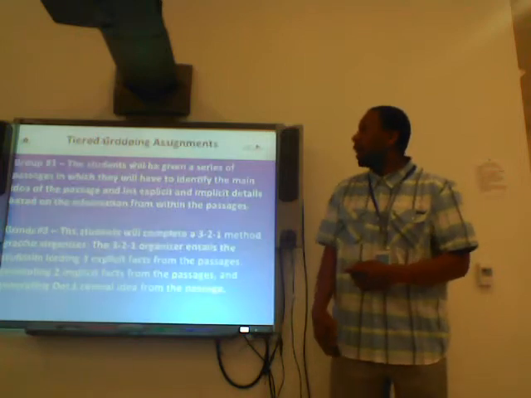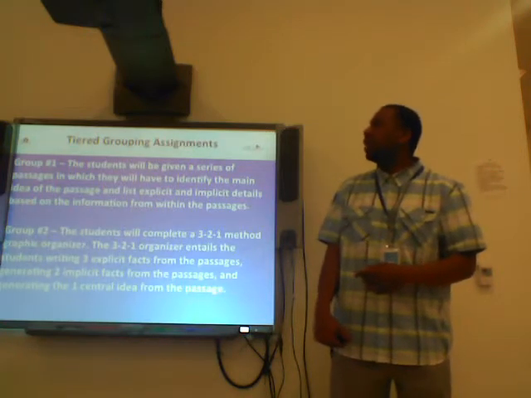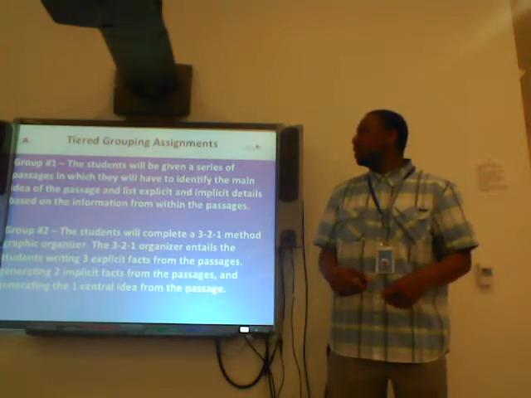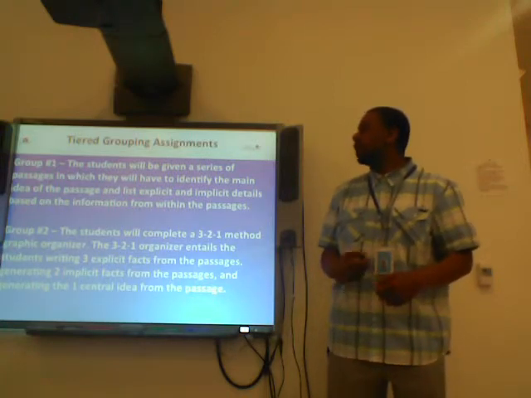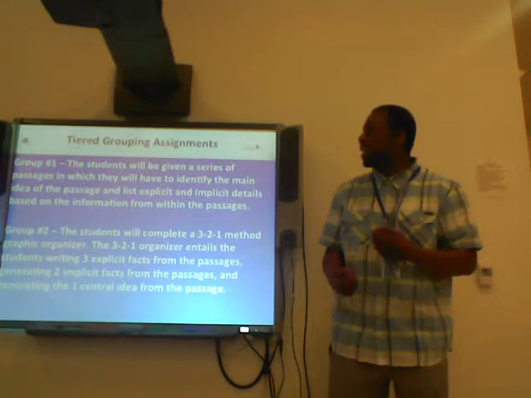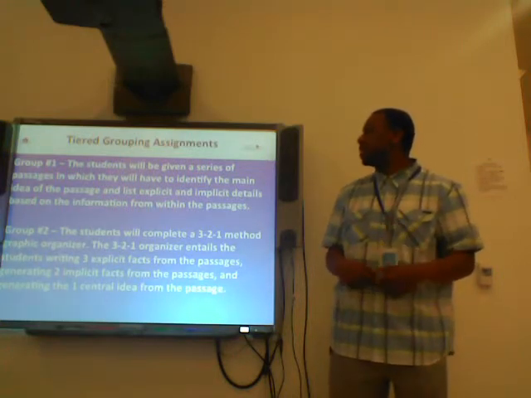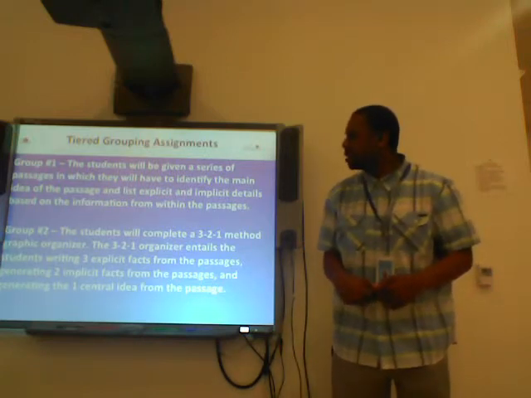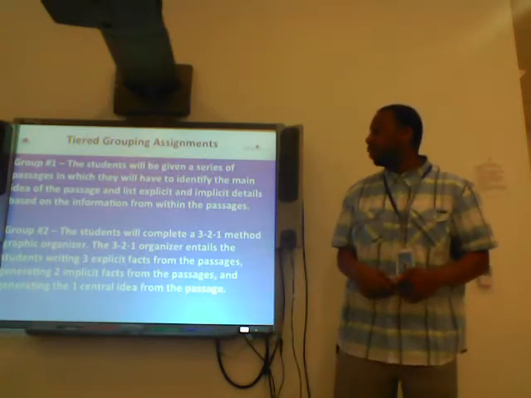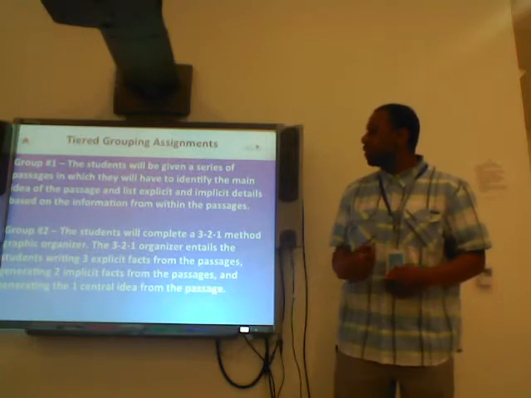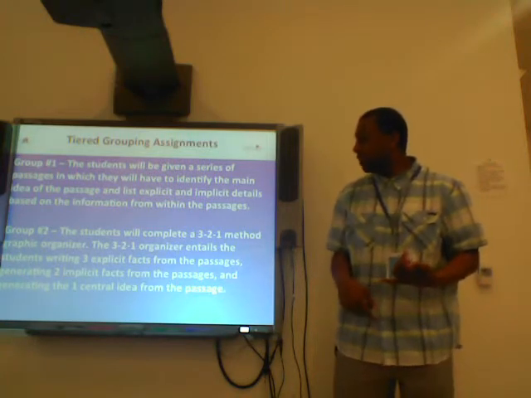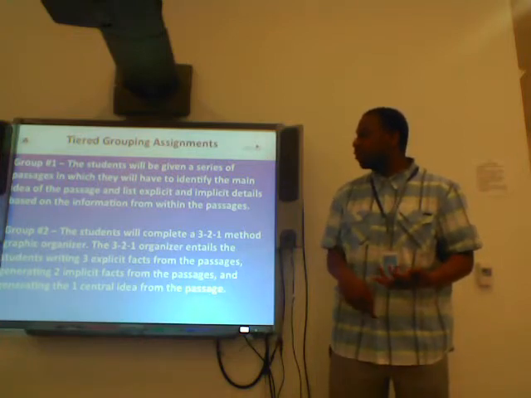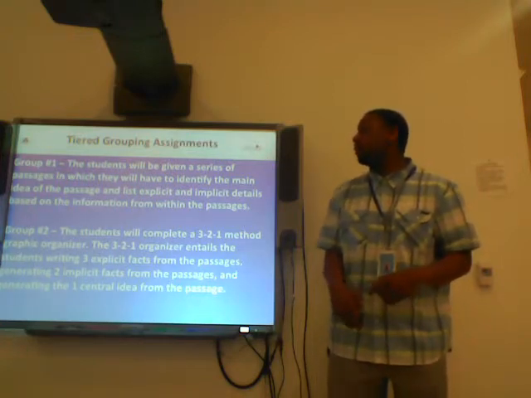Okay? All right. So for our grouping assignments, here are our tier grouping assignments now that we've gotten through the actual lesson. Group number one, the students will be given a series of passages in which they will have to identify the main idea of the passage and list the explicit and implicit details based off of the information in the passages. Group two, the students will complete a 3-2-1 method graphic organizer. In this graphic organizer, it will entail students writing 3 explicit facts from the passage, generate 2 implicit facts from the passages, and then generating 1 central idea from the passages.